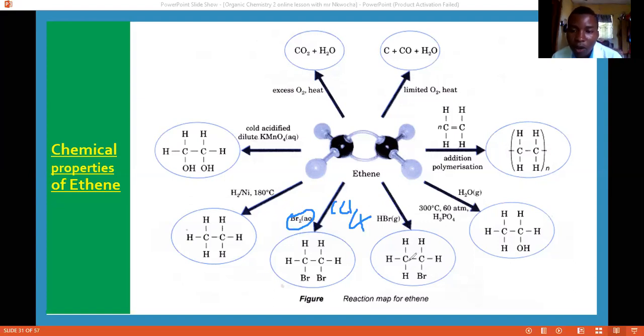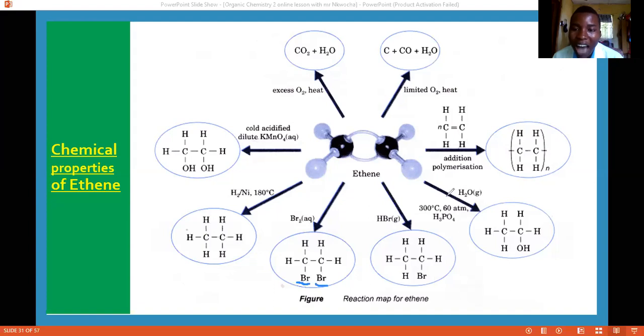That's another addition reaction. So, let me give the name of this compound here. This is 1,2-dibromoethane. Here we have only one bromine, so that means it's on the first carbon, so that becomes bromoethane. But here bromine is on the first and also on the second carbon, so that becomes 1,2-dibromoethane. Okay, then there's another addition reaction here.